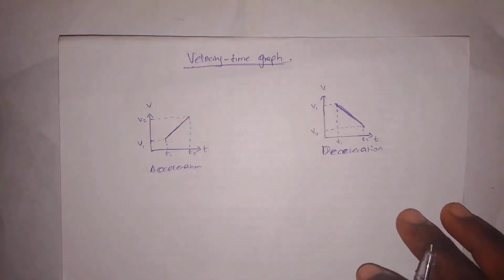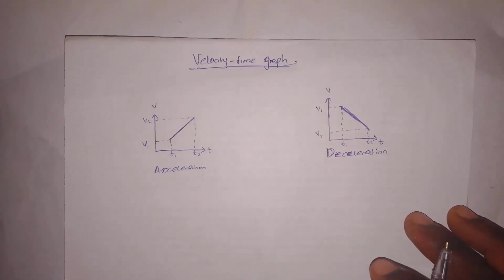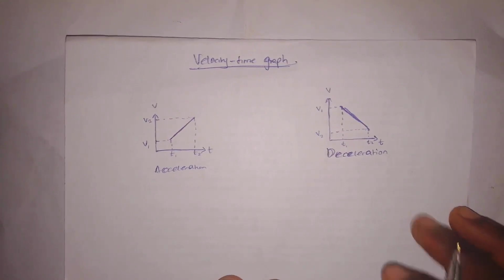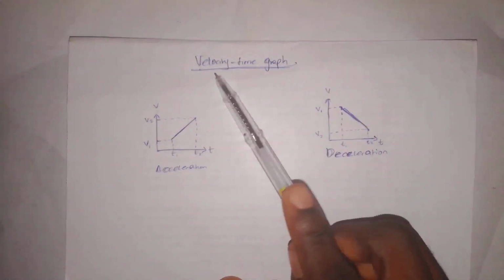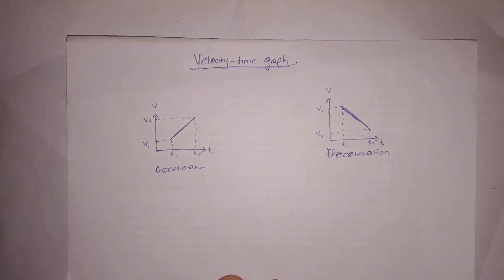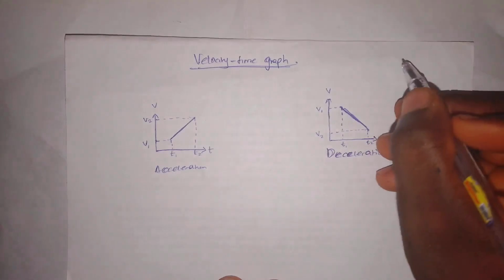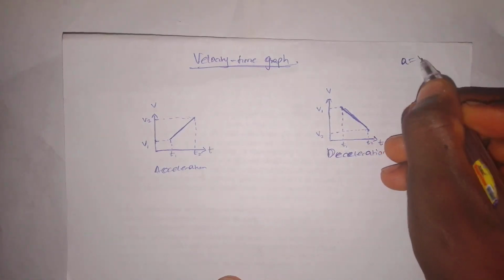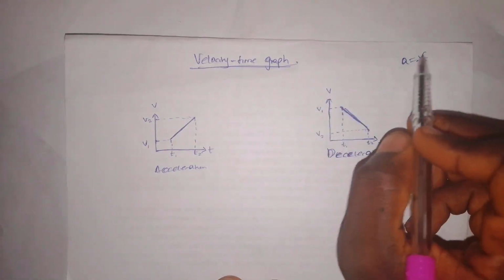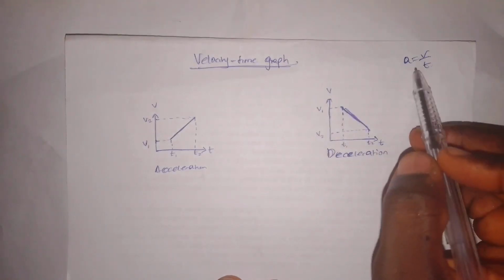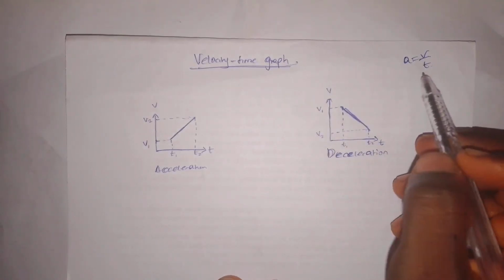Velocity time graph. Now, a velocity time graph is actually talking about acceleration. Remember, acceleration is velocity over time. So the velocity time graph is actually talking about acceleration.